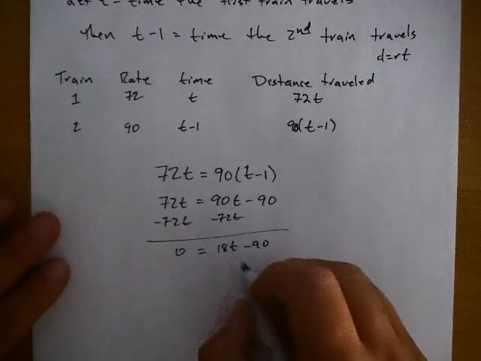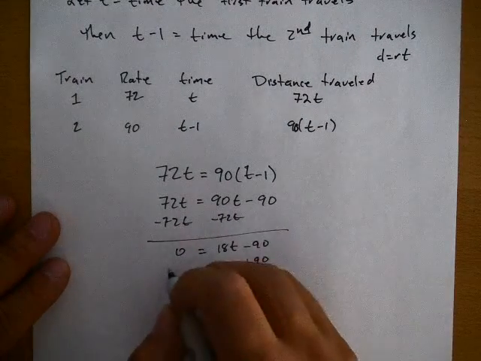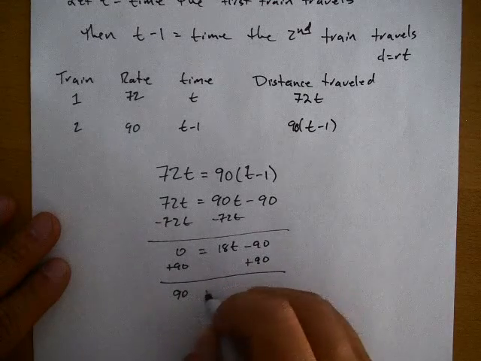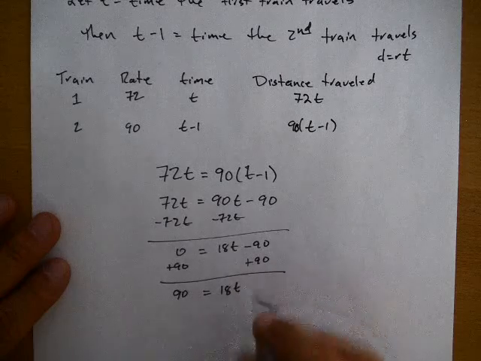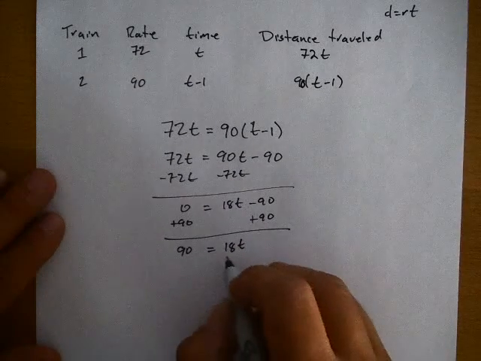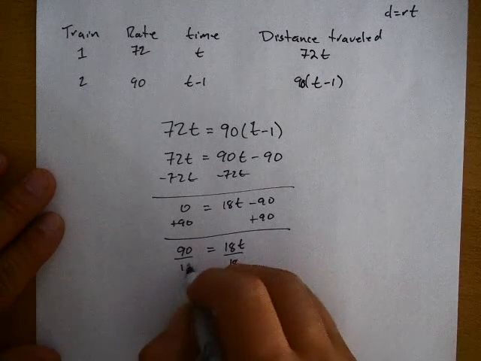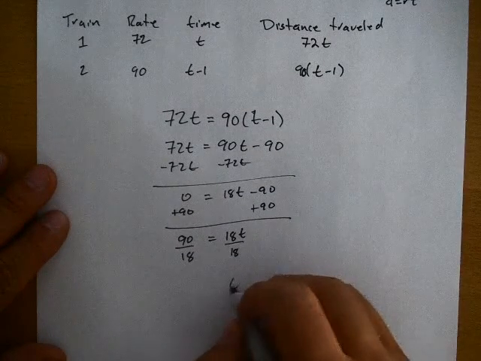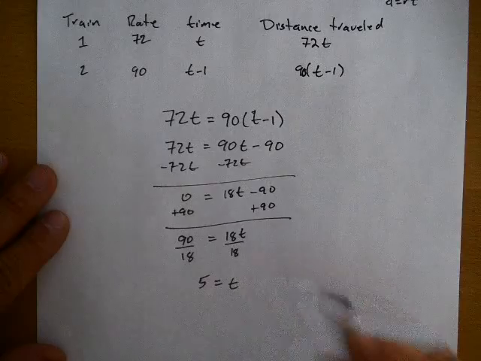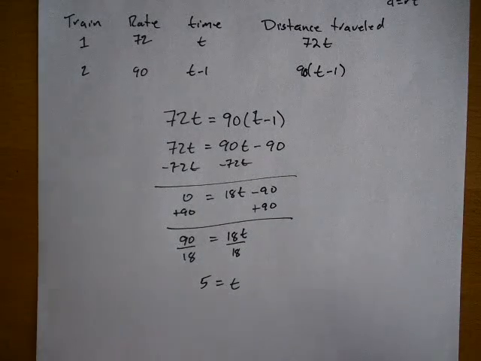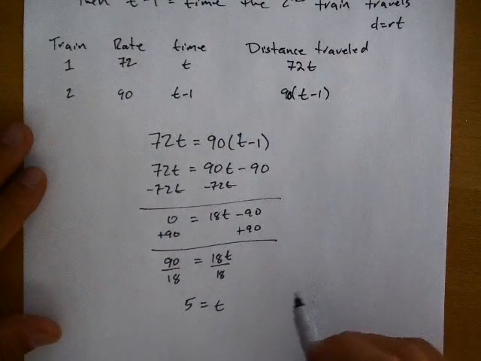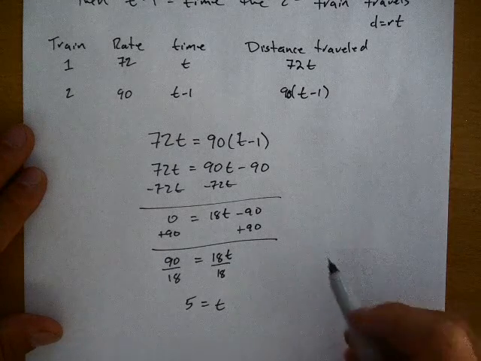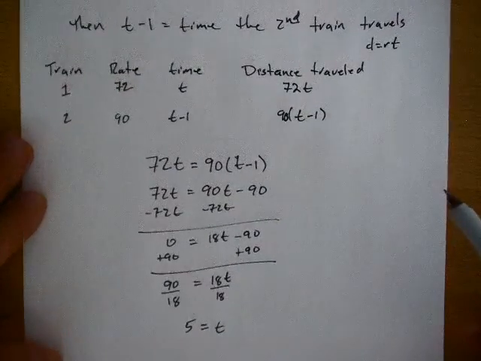Keep on going here. So far so good. Divide by 18, divide by 18, and we get t is equal to 5, which says that they will catch up in 5 hours after the first train leaves.